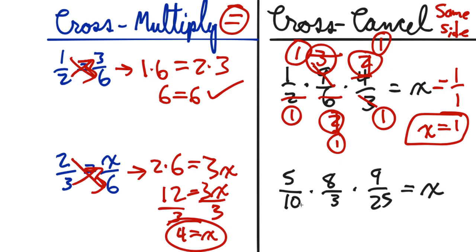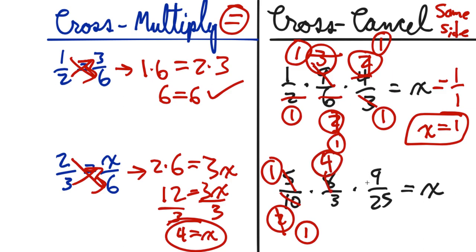Cross cancel. First thing that jumps out at me, this 5 and the 25. Actually, the 5 and the 10. Let's just do this: 1 and 2. Okay, cool. Oh, 2 and 8. Look at that, 2 goes into both. So 2 goes into 2 one time. 2 goes into 8 4 times.